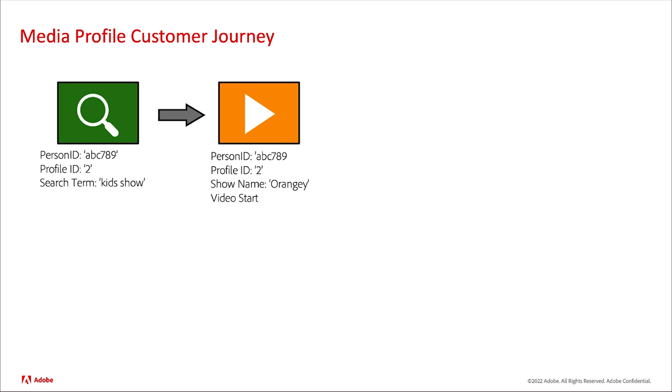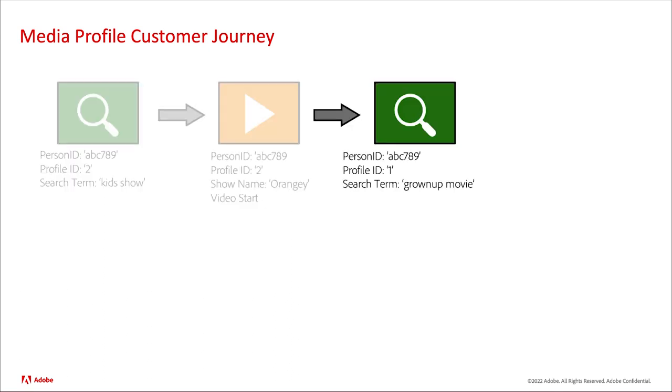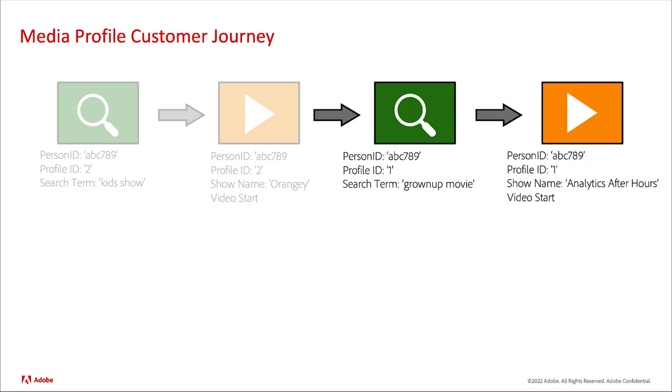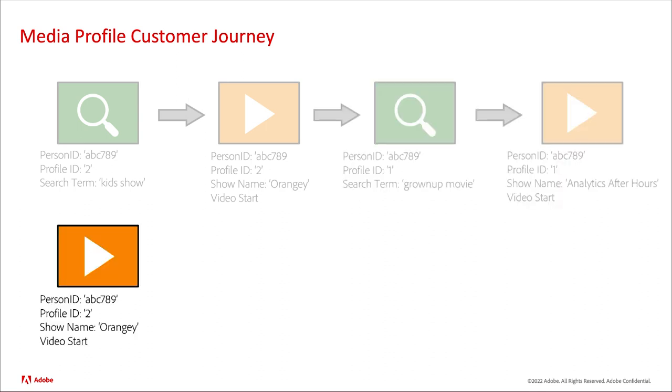Later, someone changes the profile to the parent profile and does a search for grown-up movie. They find a movie called Analytics After Hours and start watching it. Again, a video start event is collected. Finally, later, the profile is then switched back to the child profile. That user watches another episode of Orangey, presumably not needing to search since they already found a show they like. A final third video start event is collected.